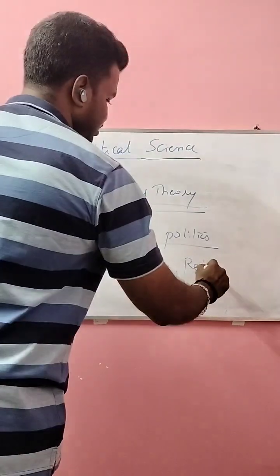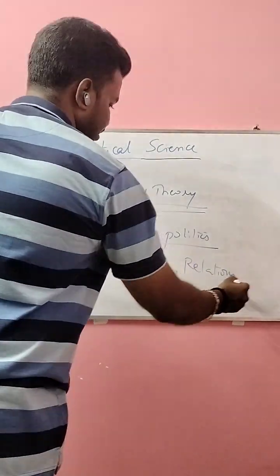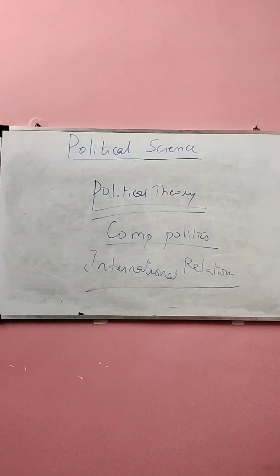In fact, these three areas are the important ones within the overall subject political science: political theory, comparative politics, and international relations. Many students tend to start the other way around. They will start with international relations or comparative politics. Such an approach will make the studying of the subject very difficult. So you have to start with political theory.